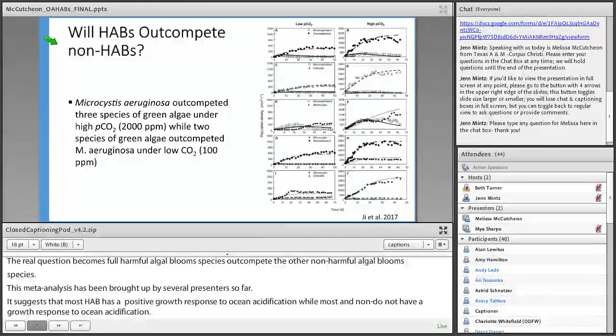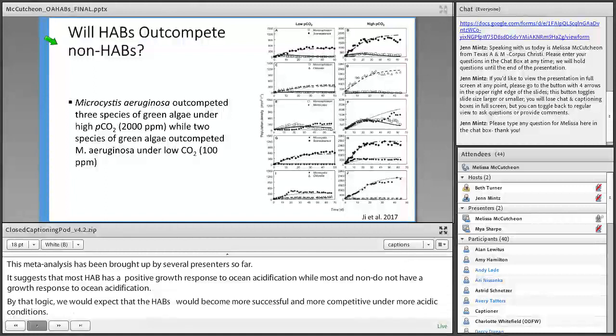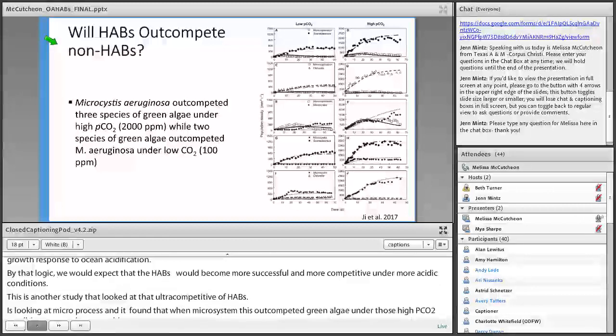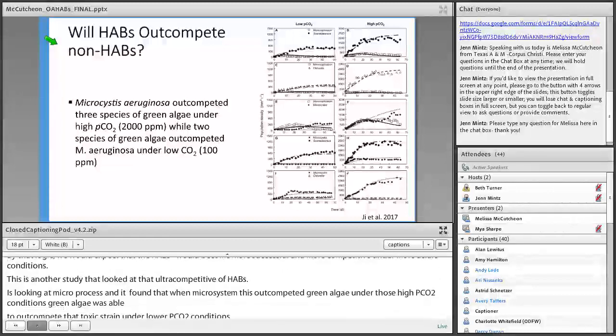This is another good study that looked at that altered competitive fitness of HABs. It was looking at Microcystis and found that toxic strains of Microcystis outcompeted 3 species of green algae under those high pCO2 conditions, while green algae was able to outcompete that toxic strain under lower pCO2 conditions. So again, acidification conditions may make harmful algal bloom species more competitive.